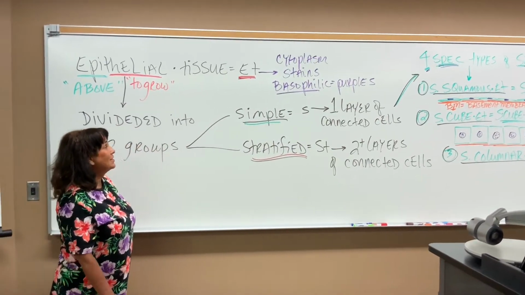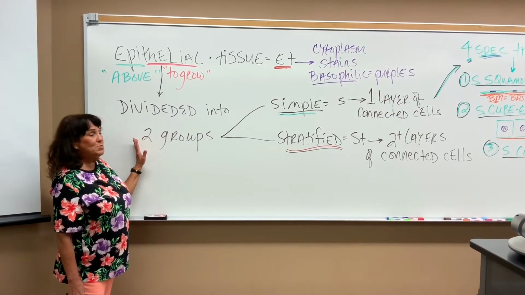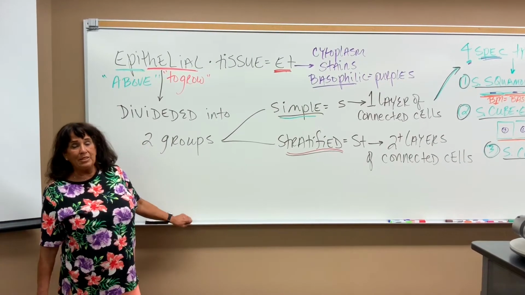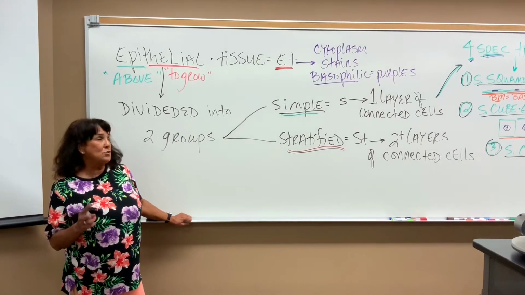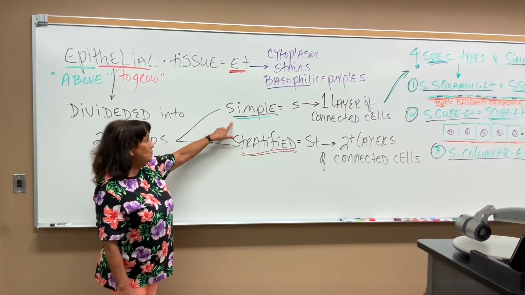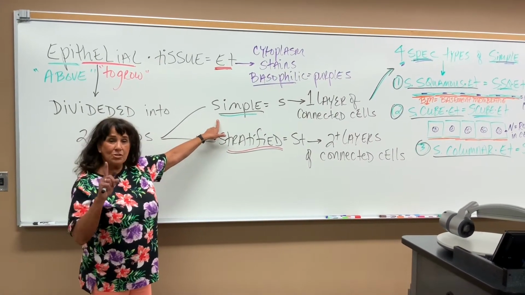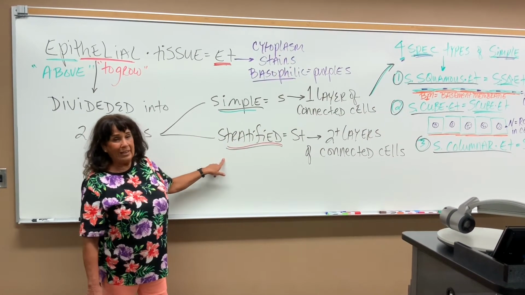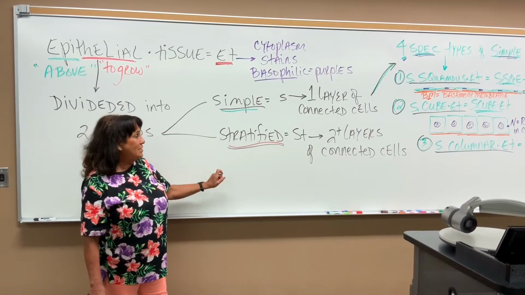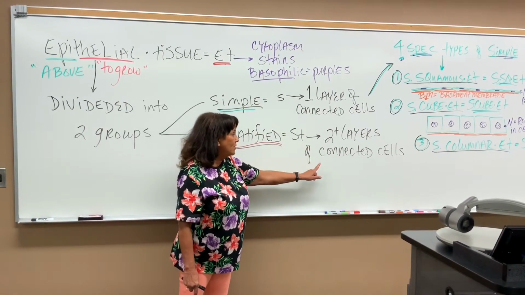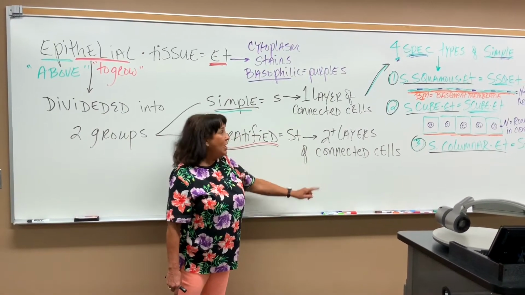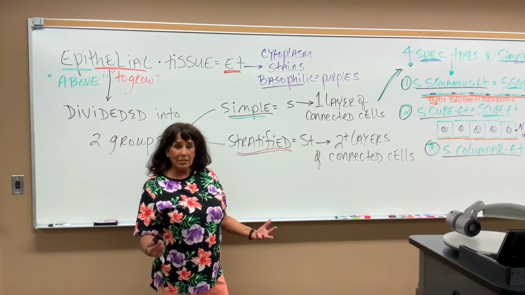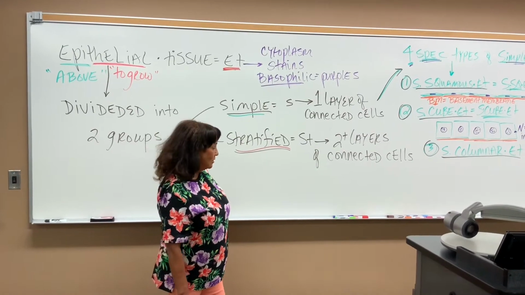Now, we have 2 groups of epithelial tissue. We can divide all the different kinds of epithelial tissue into 2 major groups. One is called simple ET, which means there's just one layer of connected cells, and then stratified ET means there have to be 2 or more layers of connected cells. All right, so I have them drawn on the board, and I'm going to give you a little introduction as to what they look like, okay?